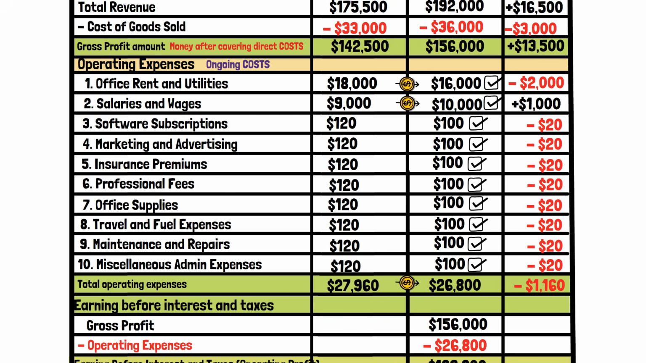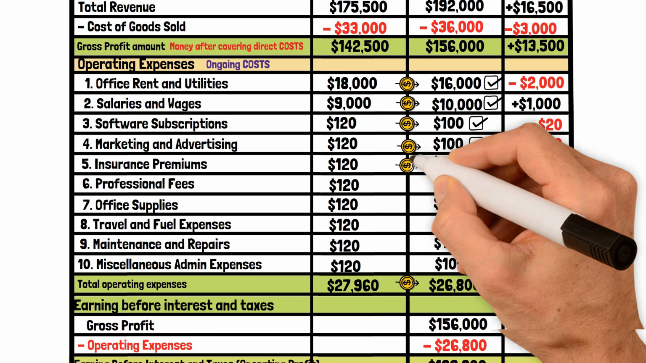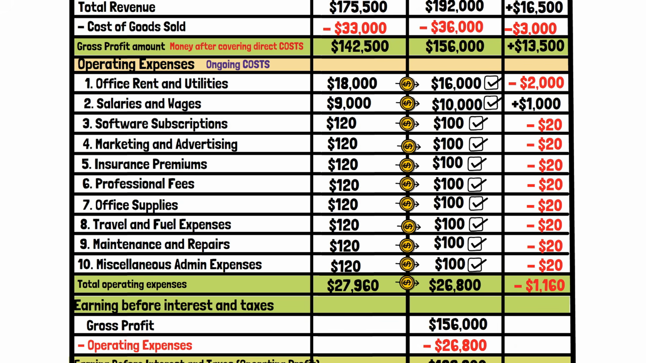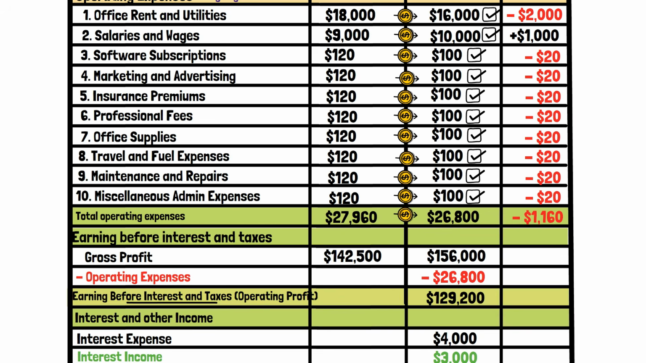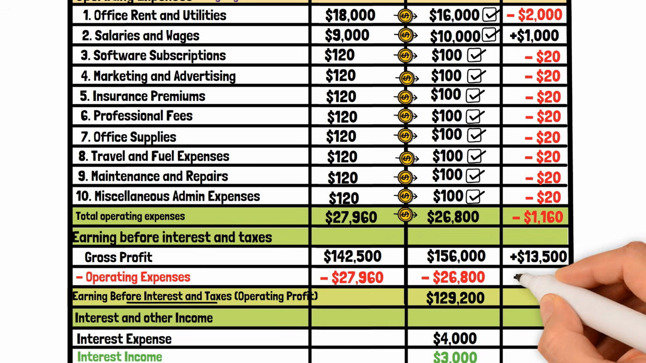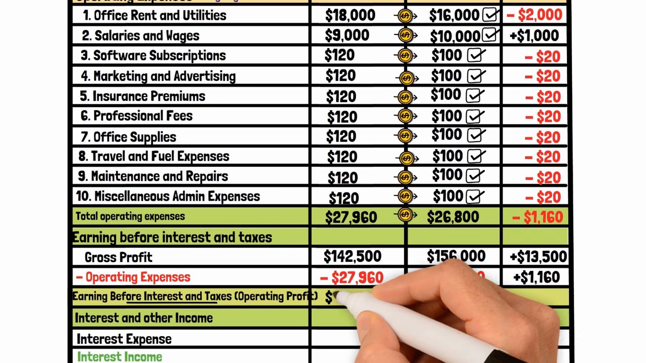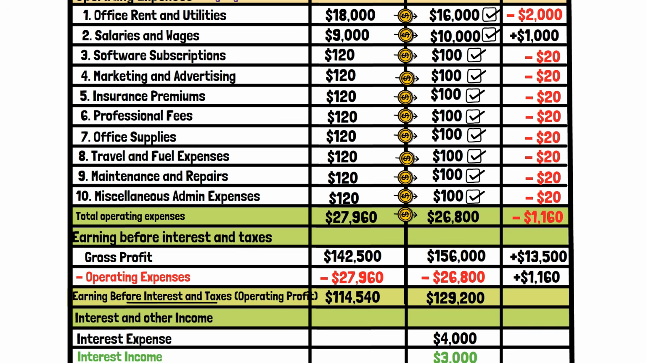Salaries increased from $9,000 to $10,000, which suggests investment in people, but this increase was controlled. Most small administrative expenses reduced from $120 each to $100 each, showing tighter expense discipline across the business. Because operating expenses were controlled while revenue increased, earnings before interest and taxes rose significantly from $114,540 in 2024 to $129,200 in 2025. This indicates stronger core business performance.